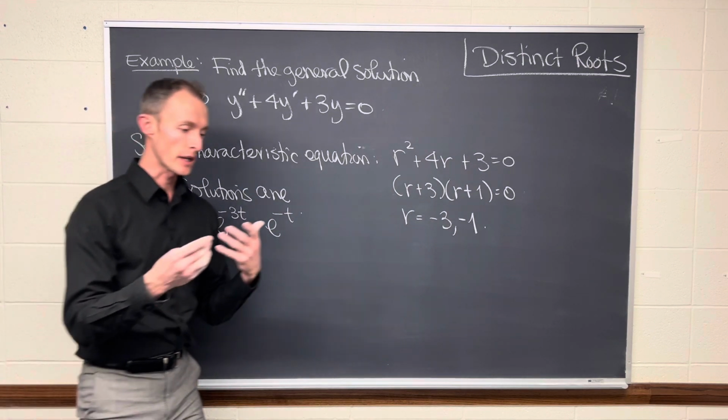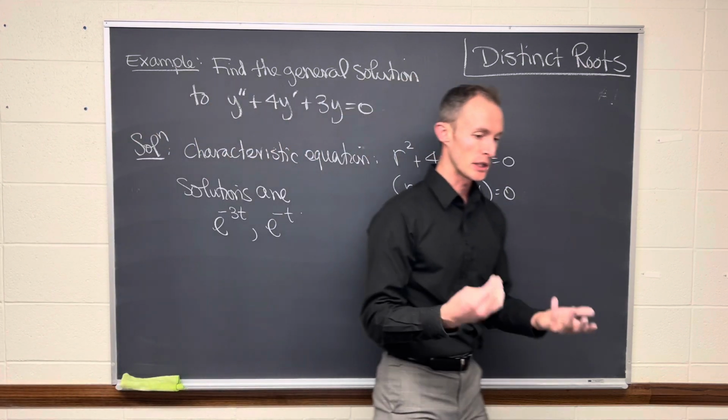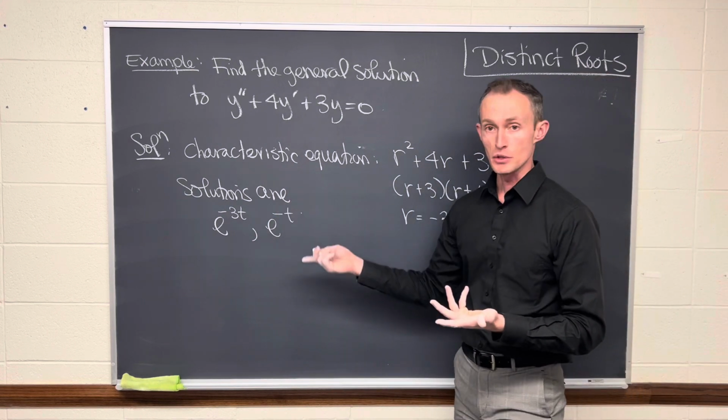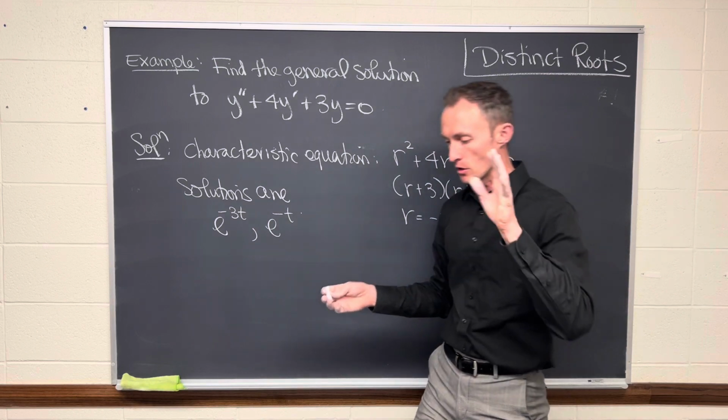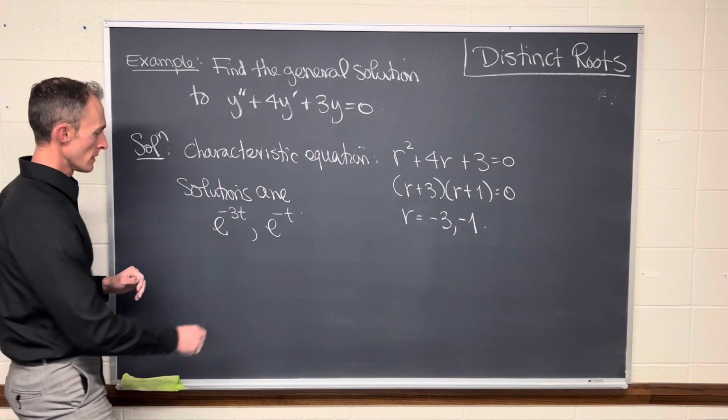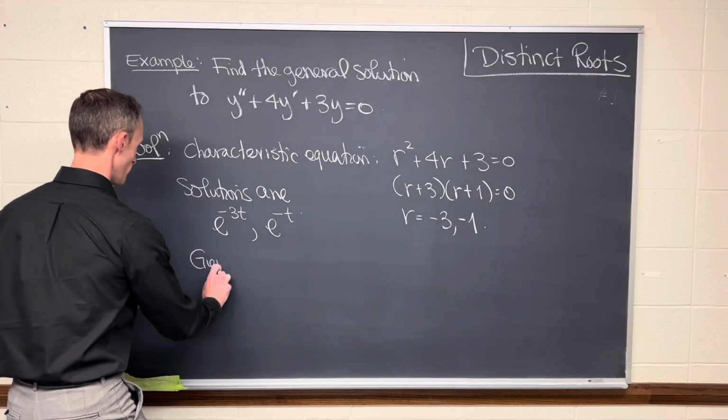Now, in the video talking about the Wronskian, we talk about how we determine if these are linearly independent solutions and all that kind of stuff. But those are my two solutions. They are linearly independent, so go check out that video. Okay? But e to the negative 3t and e to the minus t, all right, so what's my general solution?